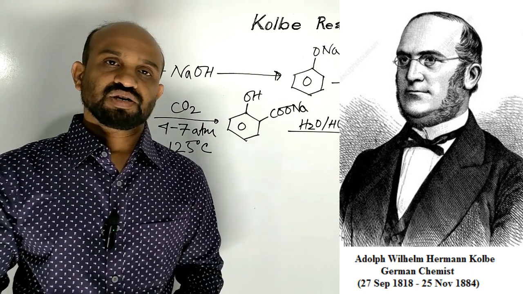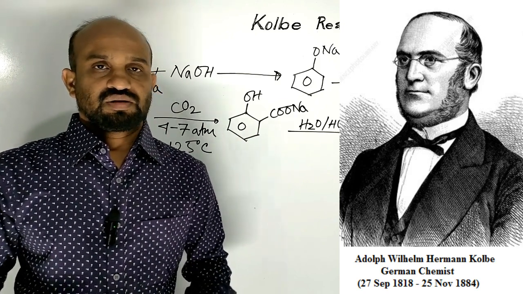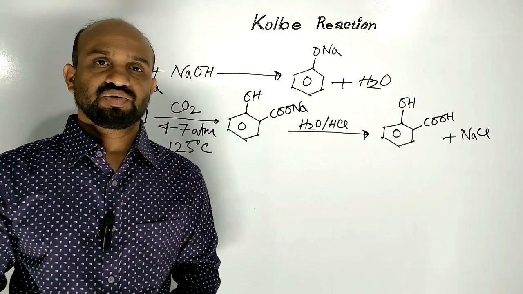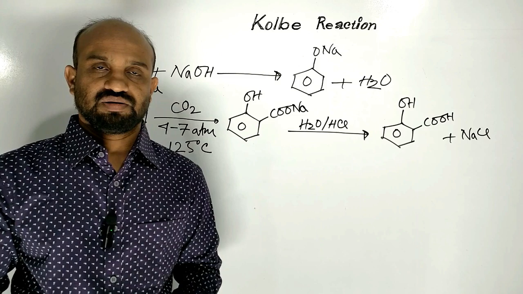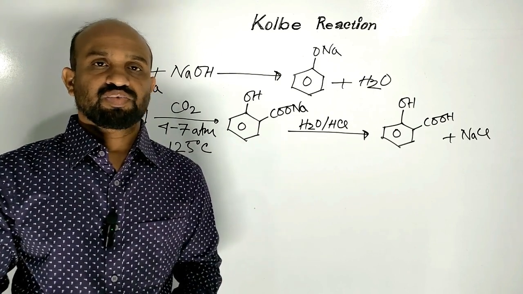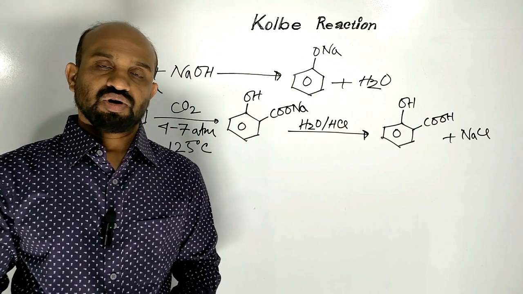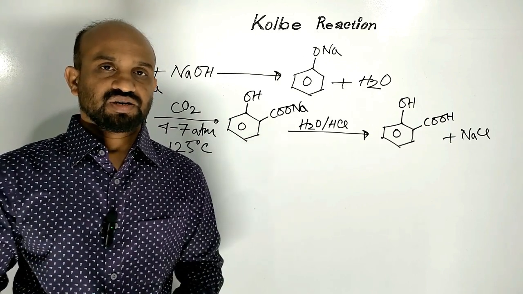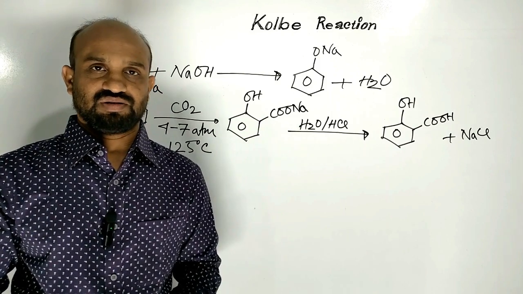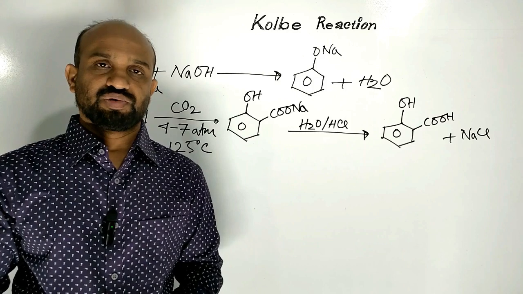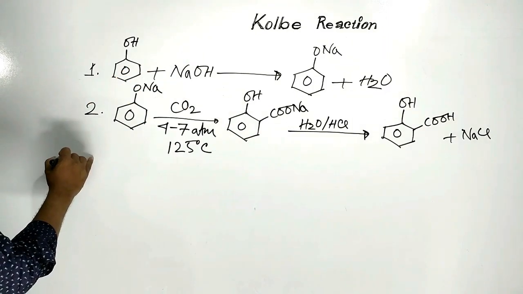What is the definition of Kolbe reaction? The chemical reaction in which phenol is converted to salicylic acid, and in this case inclusion of carboxyl group occurs at ortho position of phenol. This reaction is known as Kolbe reaction. Now let us see mechanism of Kolbe reaction. Mechanism.